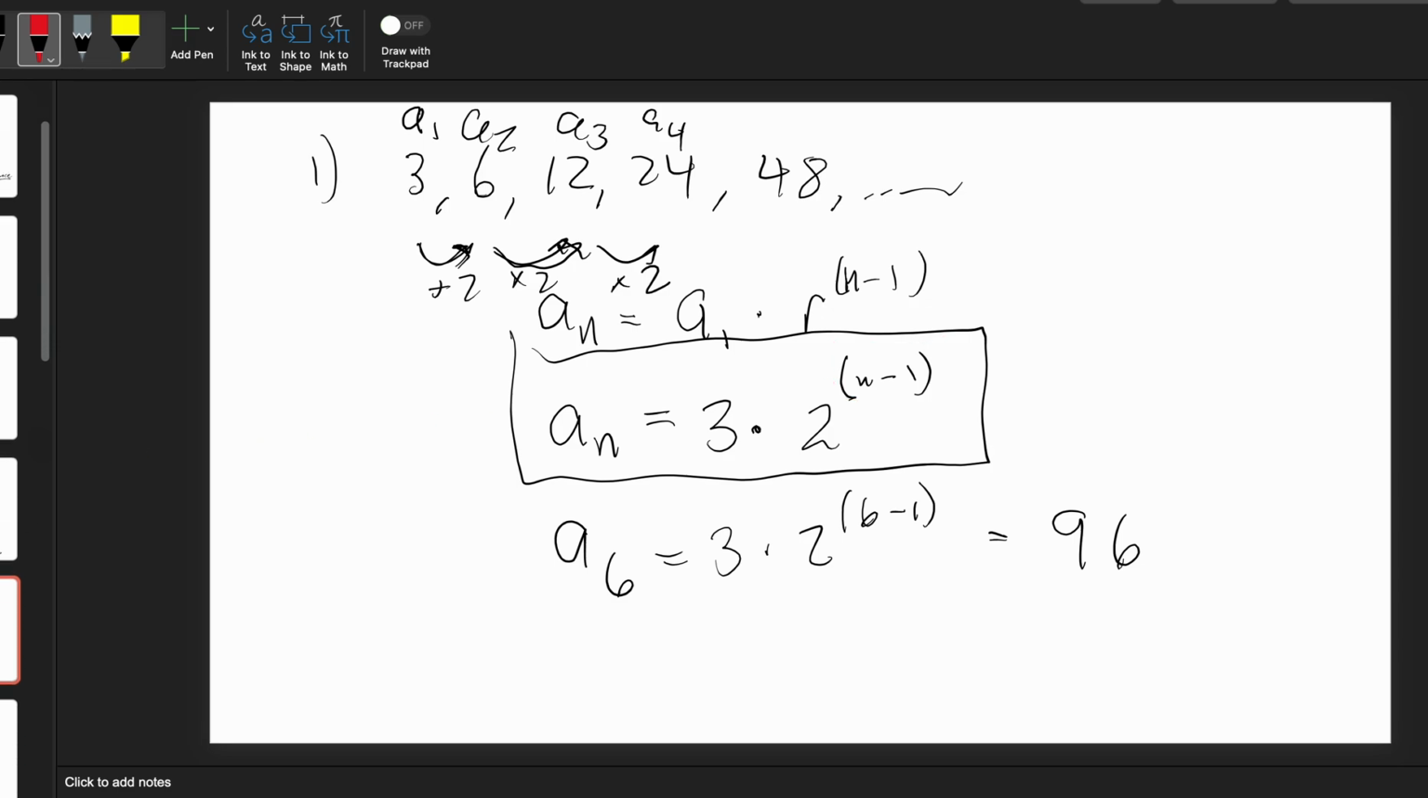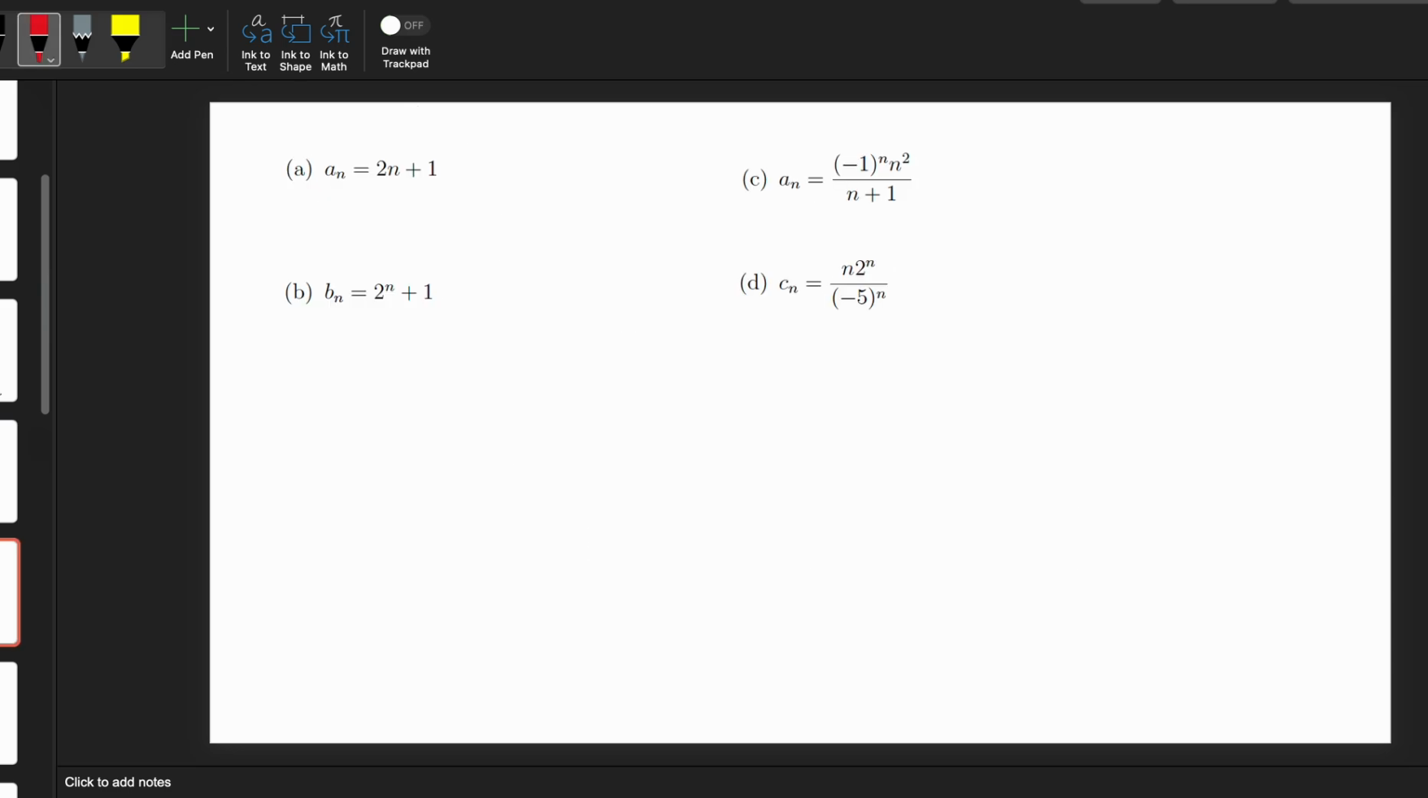So you are responsible to know all of these formulas, both of these formulas, I should say. I don't think they're particularly difficult. Once you've had practice working with them, they'll be second nature. All right, so let's work with sequences. Find the first 5 terms of the sequence.